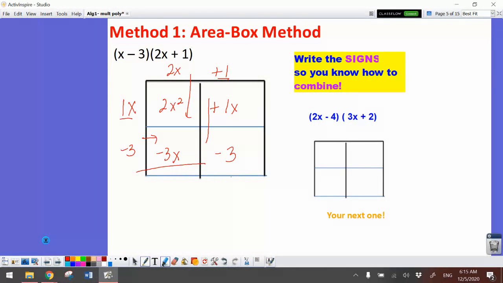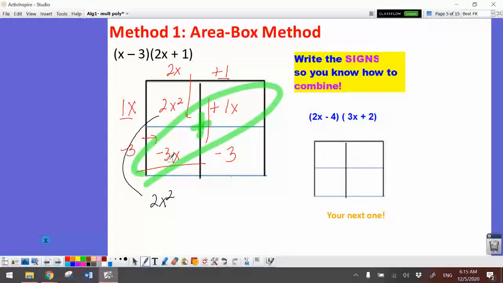And again, I'm going to combine on the diagonal. There's my plus sign. Top number pulls out. So 2x squared, negative 3 plus 1 is a negative 2x, and my minus 3 drops out, and I'm done. Okay, go ahead and try this next one on your own.